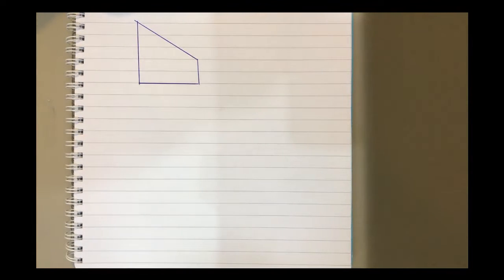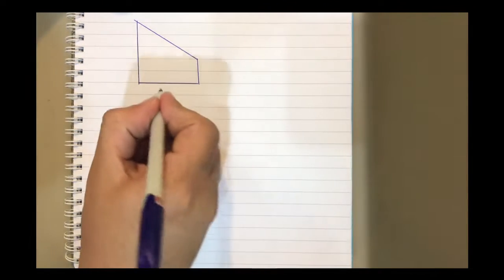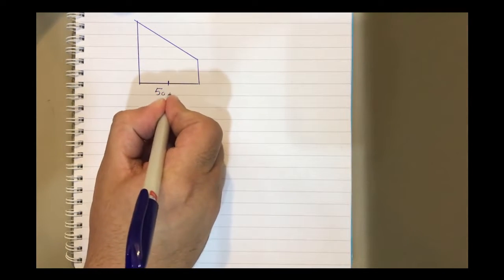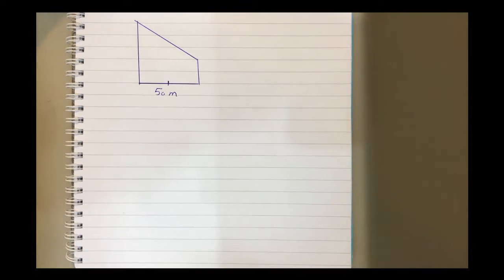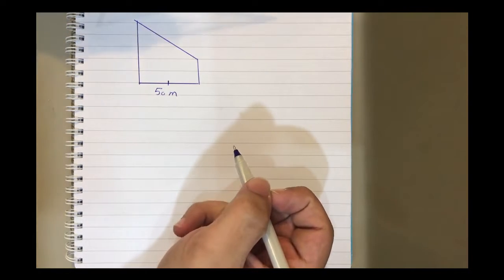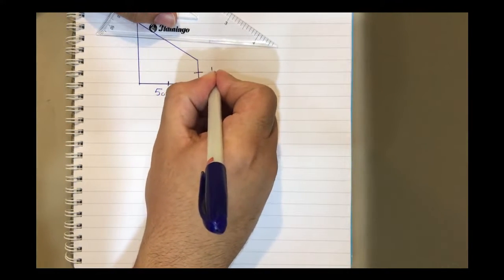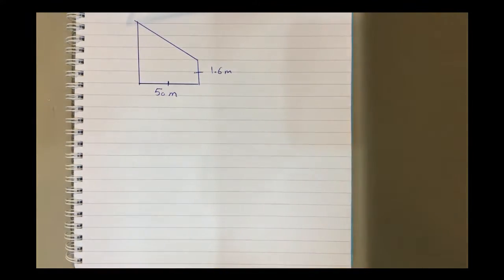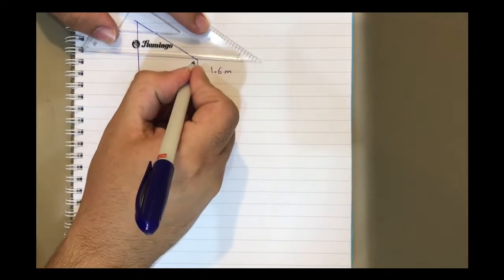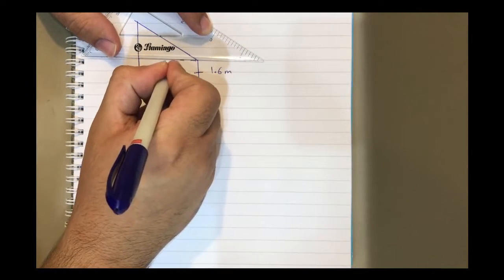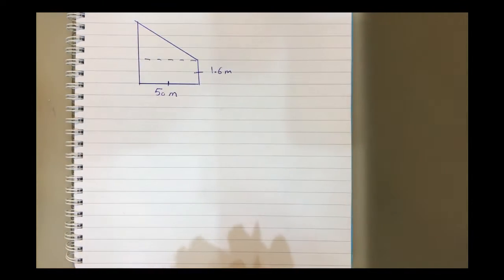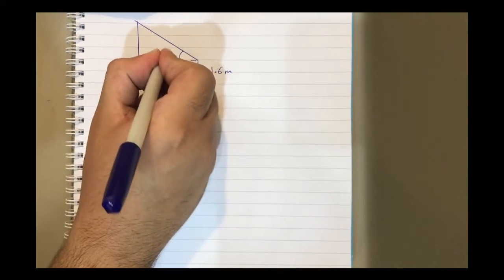So we've measured that the distance between the front porch of the building and the base would be 50 meters, and the height of the person, which would be the eye level, is 1.6 meters. Using the inclinometer, we found out that the angle from the eye level to the highest point of the building is 40 degrees.